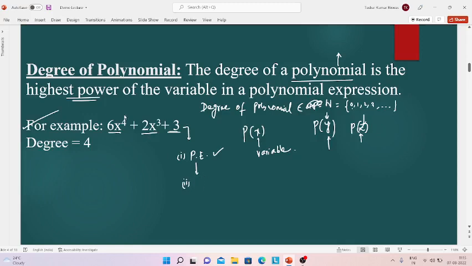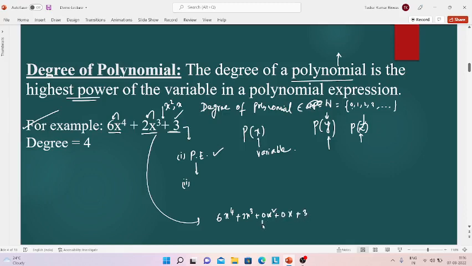So here you can see that the coefficient of x to the power 4 is 6, the coefficient of x to the power 3 is 2, and the constant term is 3. So all the coefficients are real. Sometimes students say, sir, the part related to x square and related to x is not there. So we can write this expression as 6x to the power 4 plus 2x cube plus 0x square, right, plus 0x plus 3.